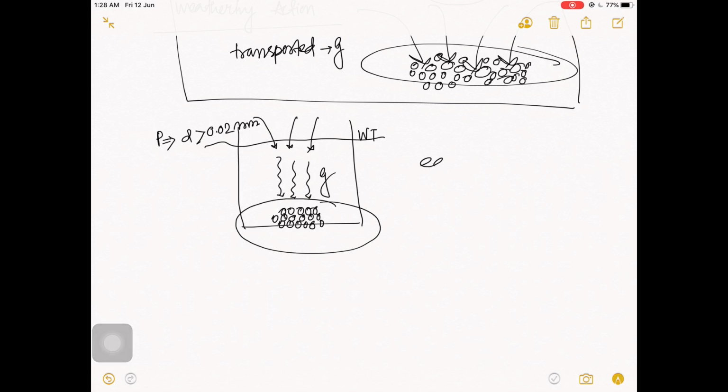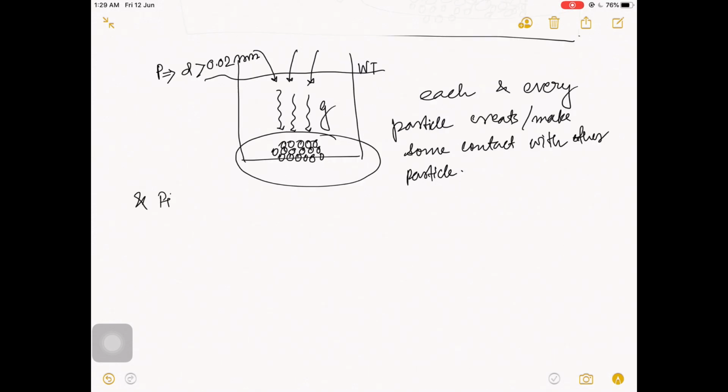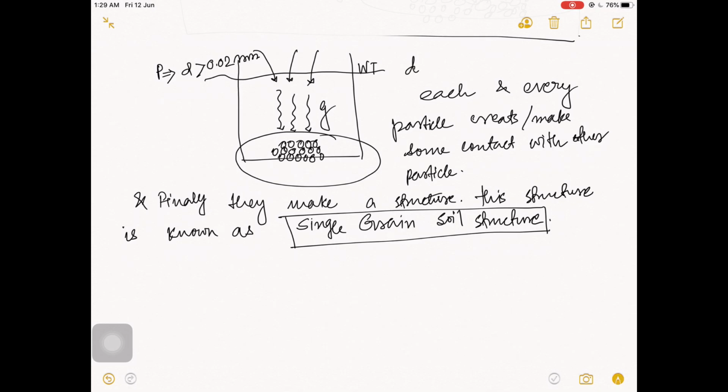After settling down, each and every particle makes some contact with other particles, and finally they make a structure. This structure is known as what? Single grain soil structure. The concept is clear. Why is this single grain soil structure? That will be clear. So I can say this is your definition.